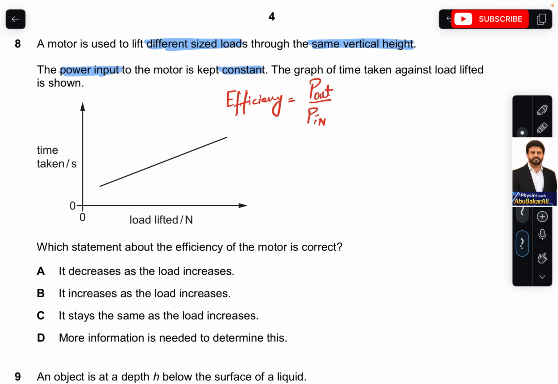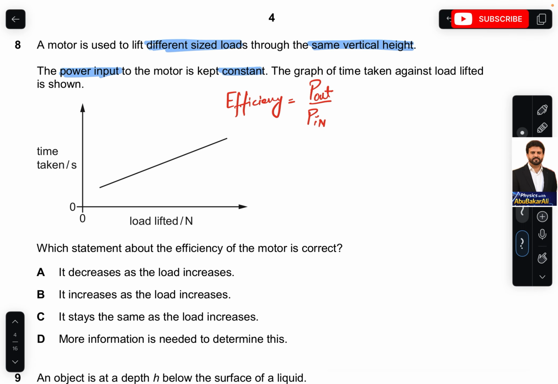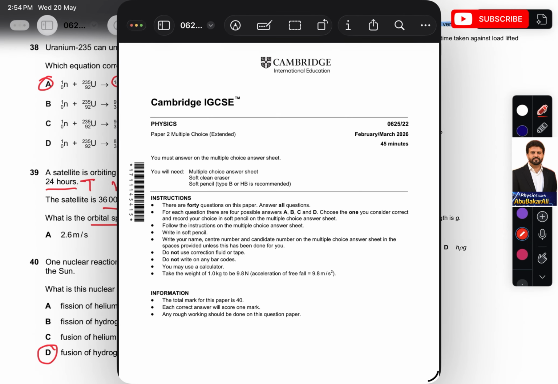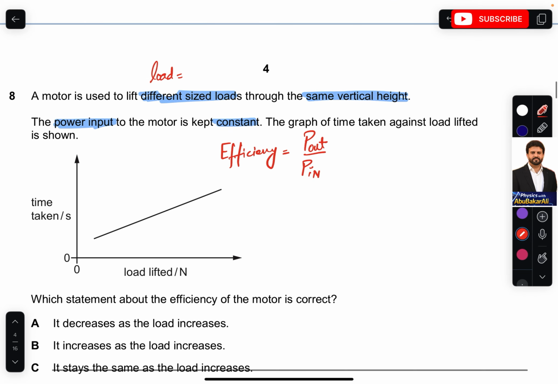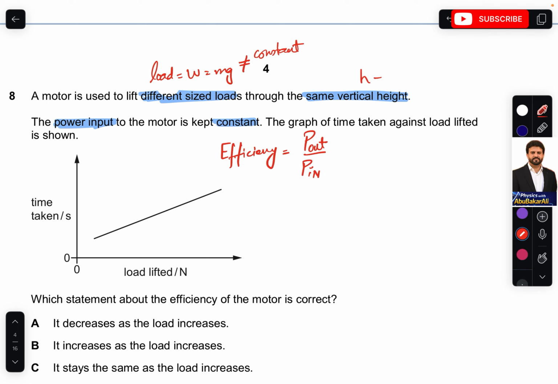What is constant? Power. The load is equal to weight, sorry. Load is equal to weight and weight is equal to mg. That is not constant. That can be different. But h is constant, height is constant. And the power input to the motor is kept constant. So P input is also constant.